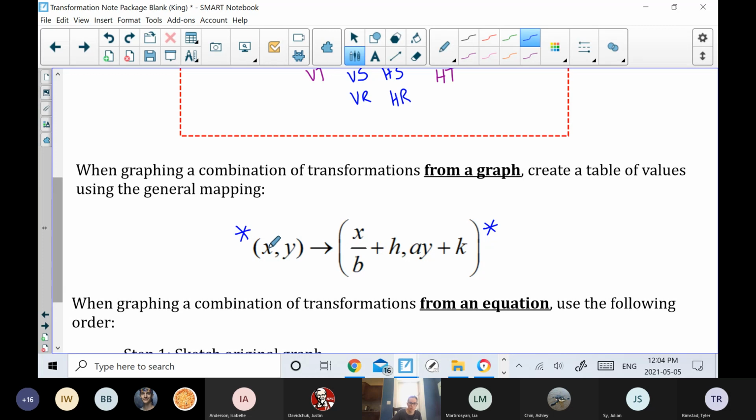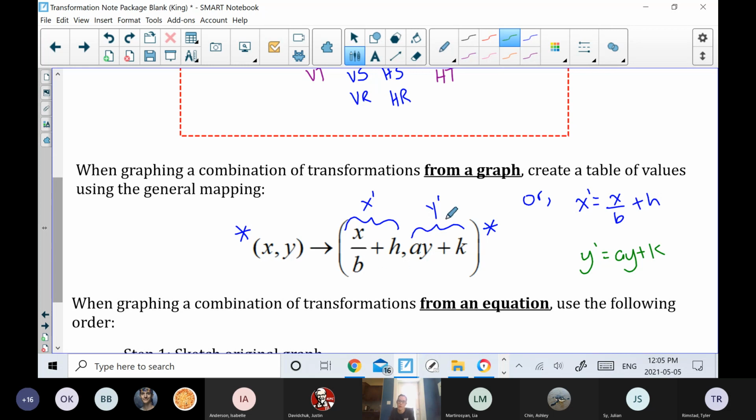Remember, when we have an original point, the new point for x is x prime. And when you have your original y, the transformed y would become y prime. There's another way I could write this, and we're going to do this mapping with almost every question. I'm going to say x prime is equal to the original x over b plus h. And if I said y prime, what's the new transformed y coordinate? It would be a times the original y, so ay plus k. So have these 2 separate as well.